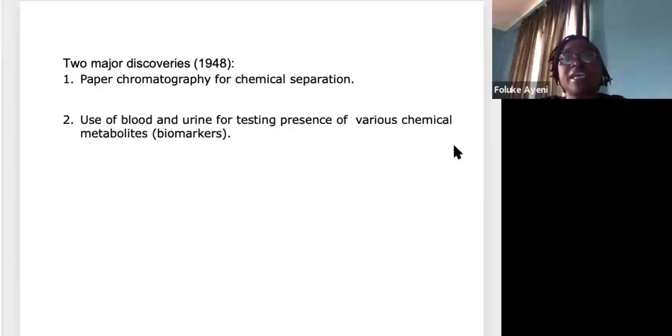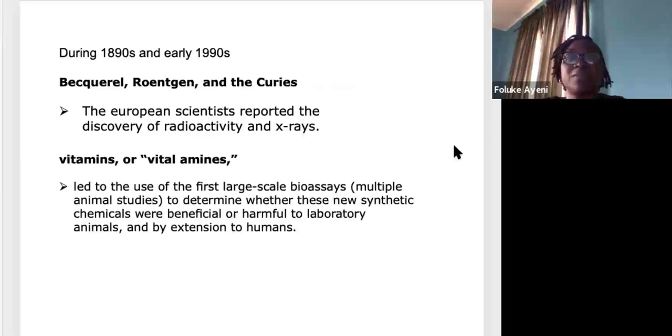Also, in 1948, there was the development of paper chromatography for chemical separation, which is still being used in our pharmacognosy and pharmaceutical chemistry labs of today. It came from the work of toxicologists. And the use of blood and urine for testing of various chemicals or metabolites in the body came through the work of toxicologists. We are built on it today. We are using it to assess the level of medications or chemicals or substances in the body of humans and other animals.